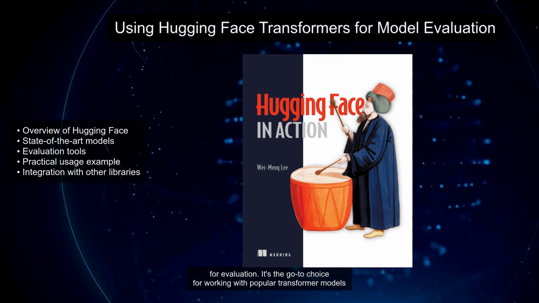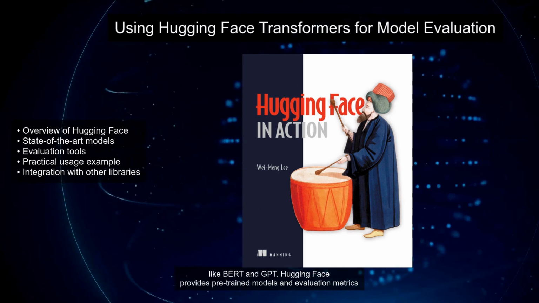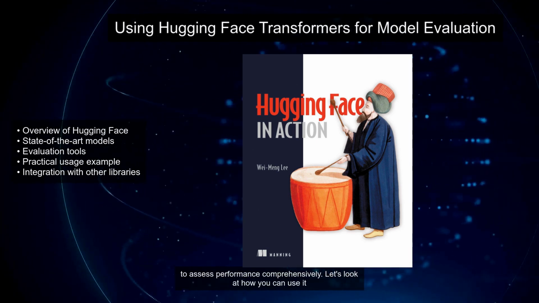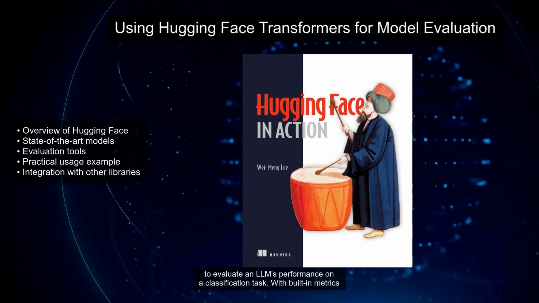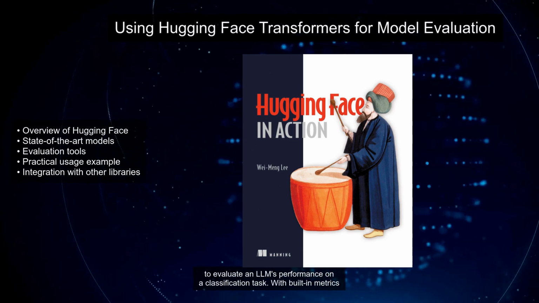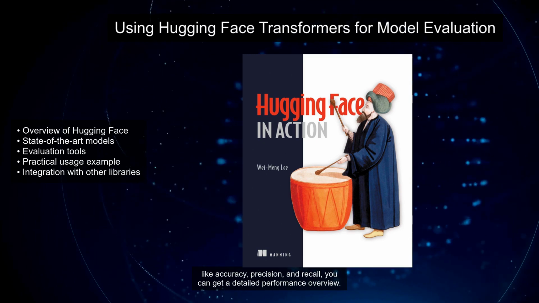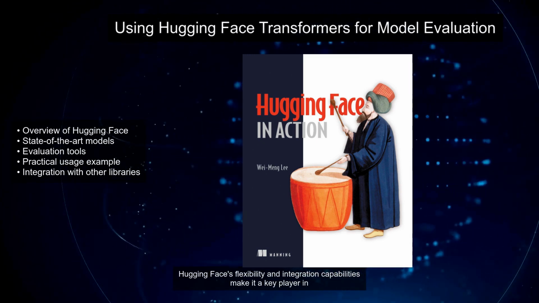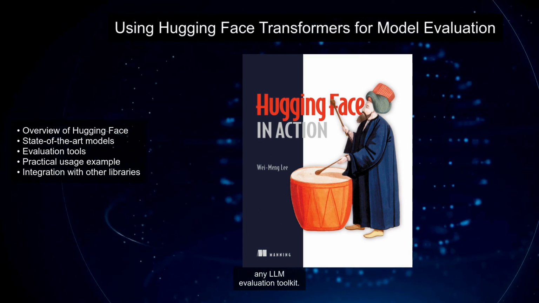It's the go-to choice for working with popular transformer models like BERT and GPT. Hugging Face provides pre-trained models and evaluation metrics to assess performance comprehensively. Let's look at how you can use it to evaluate an LLM's performance on a classification task. With built-in metrics like accuracy, precision, and recall, you can get a detailed performance overview. Hugging Face's flexibility and integration capabilities make it a key player in the LLM evaluation toolkit.